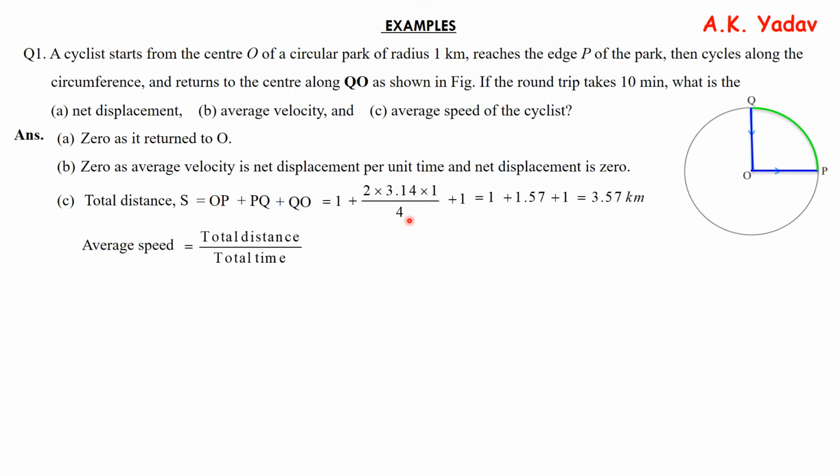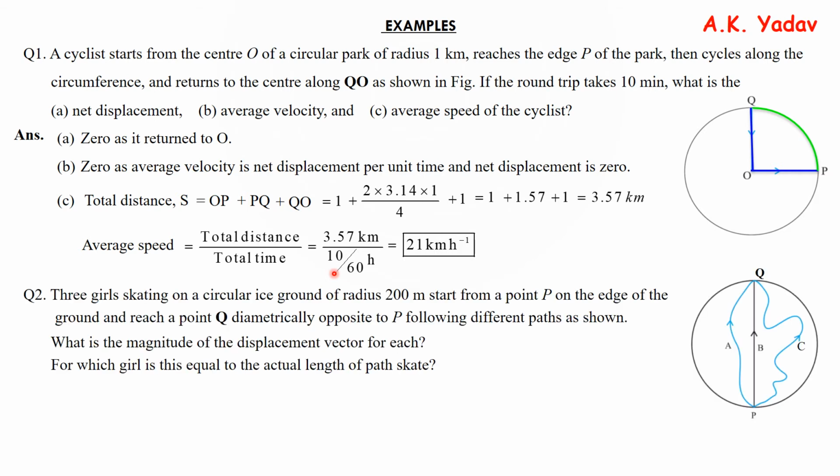Now average speed is total distance upon total time. Total distance is 3.57, total time is 10 minutes. So this can be written as 10 by 60 hours. And this gives us the answer 21 kilometer per hour.